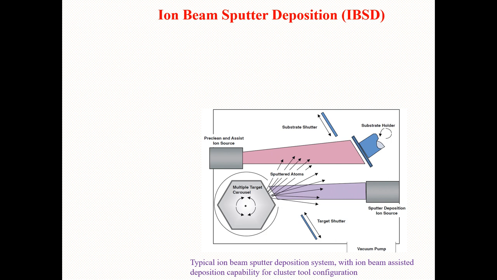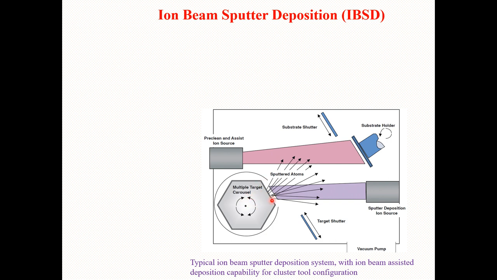Then we have ion beam sputter deposition, in short IBSD. The typical ion beam sputter deposition system with ion beam assisted deposition capability for cluster tool configuration. This is the sketch of a typical ion beam sputter deposition system. Here you can see we have a sputter deposition ion source, the target shutters, and this hexagon-like structure, which is a multiple target carousel.